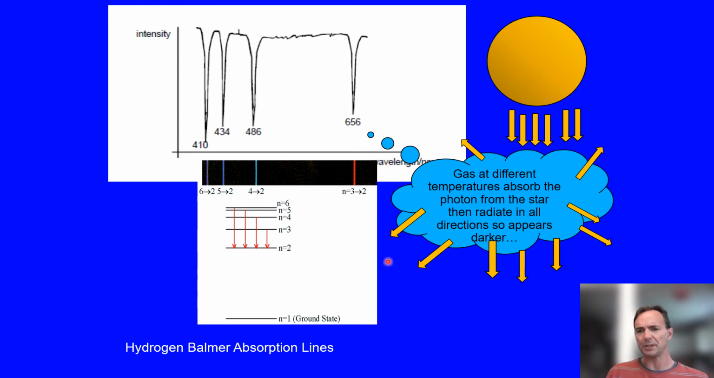Hydrogen and Balmer absorption lines. It's quite a tricky concept, and to be relegated to a line underneath the table in the specification is worth spotting.